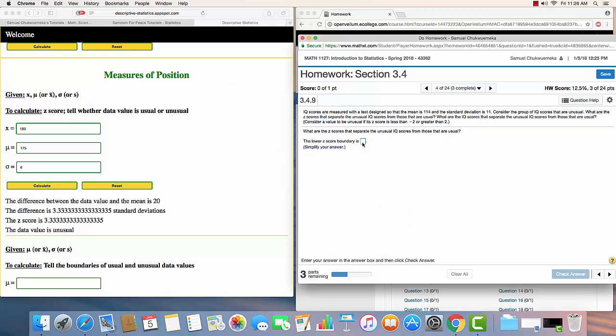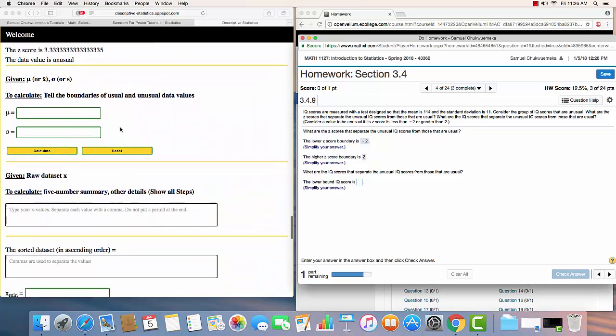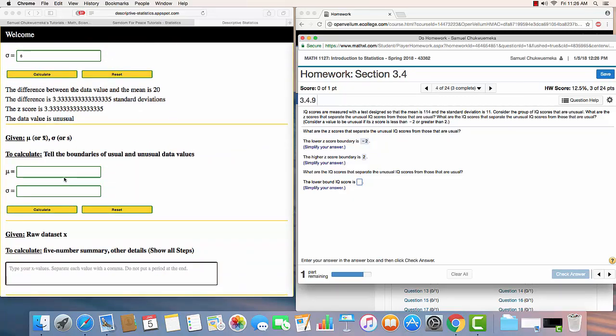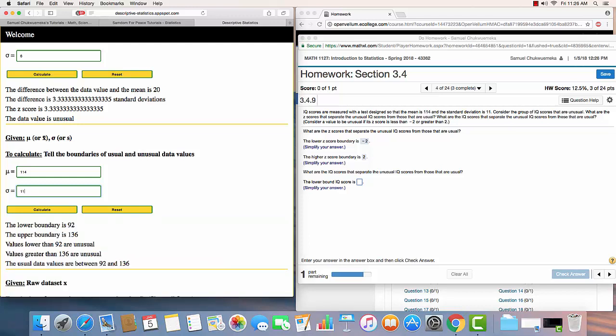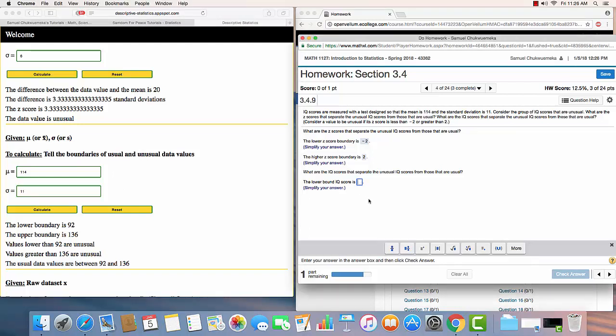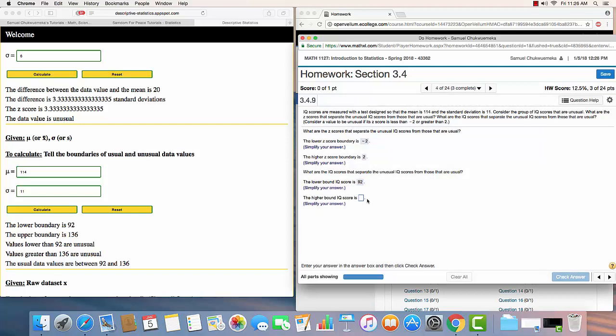So for the z-scores, the lower boundary, of course, is -2, and the upper boundary is 2. Now for the IQ scores, I'm just going to use this section of the calculator. The mean is 114 and the standard deviation is 11. Enter. So the lower IQ score boundary is 92. The upper IQ score boundary is 136.